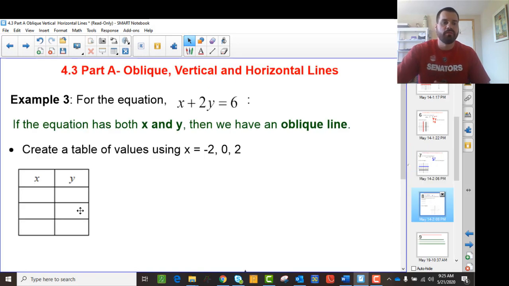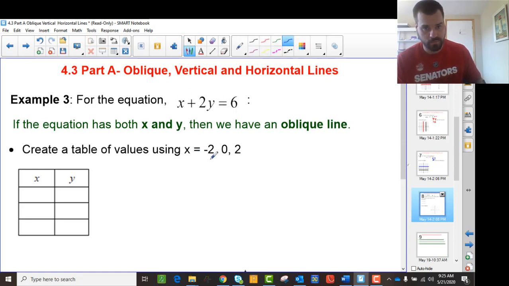Okay? However, if there's both x and y, then we have an oblique line. We said that it's a slanted line. And to draw it, the best case scenario is probably just to do a table of values to see what the relationship is. So what we do is we pick some x values, okay? -2, 0, and 2, and then we try to find out what y is.